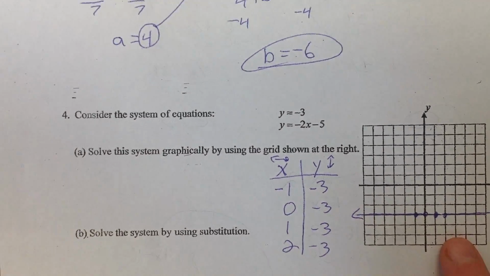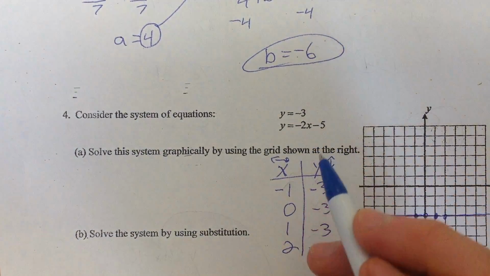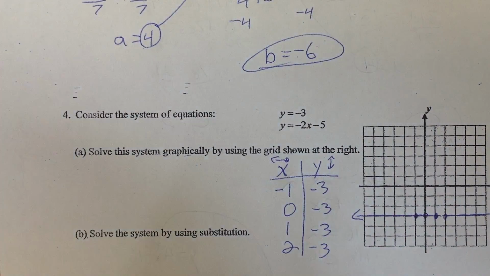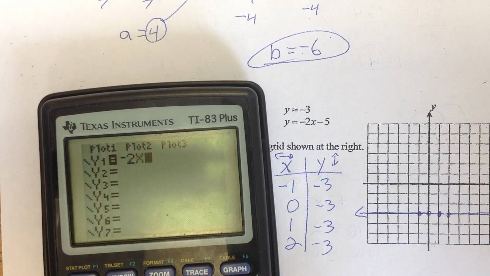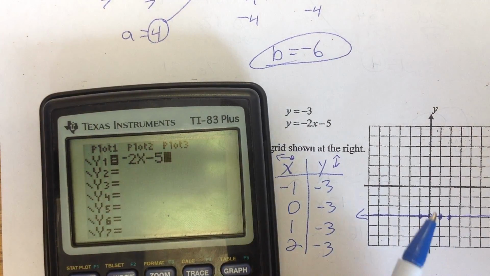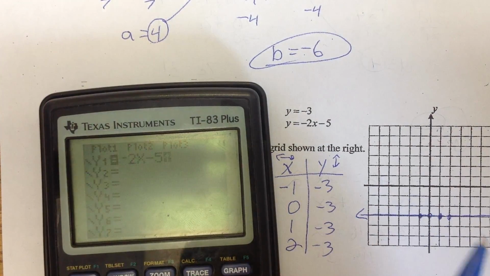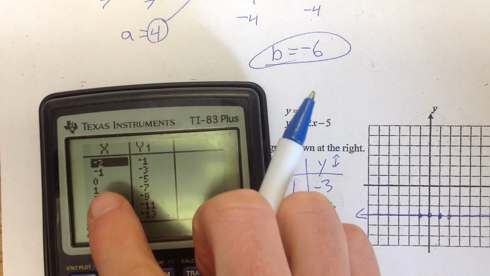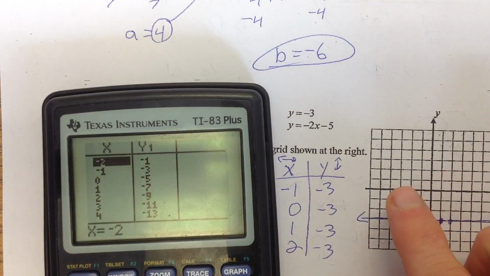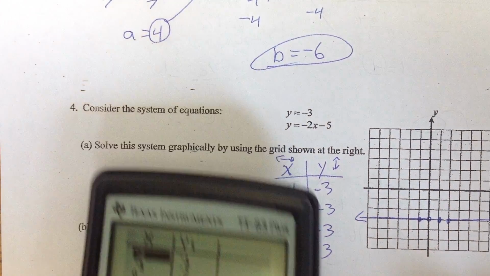Okay. Now the other one, you have 2 choices. You either go to your y equals, you type in negative 2x minus 5, you go to second graph, and you look at your table, and then you pick 4 of these points. You plot your points, you put them on the grid.